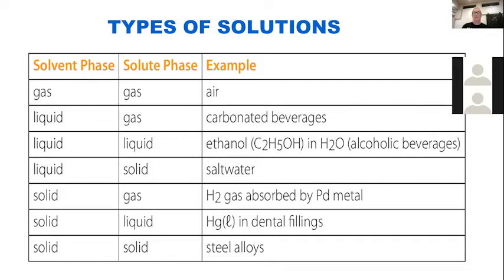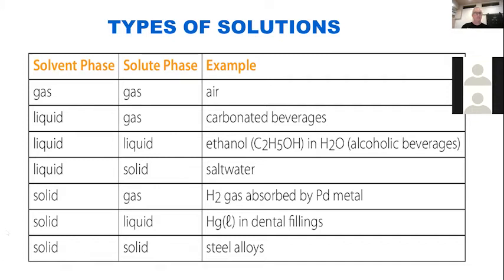There used to be mercury in dental fillings. I'm pretty sure they've gotten rid of that because that's not such a great idea. But mercury, of course, is a liquid at room temperature, and it would be dissolved in silver and other metals to then be used as fillings.